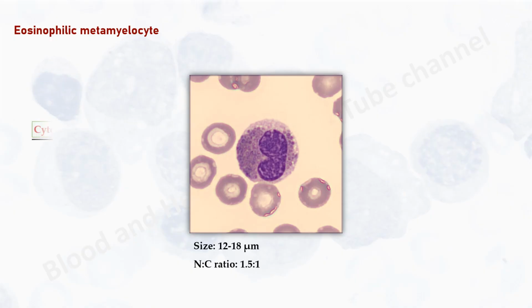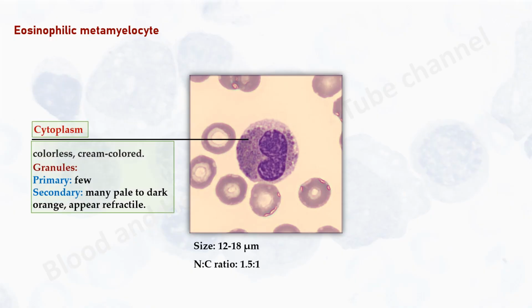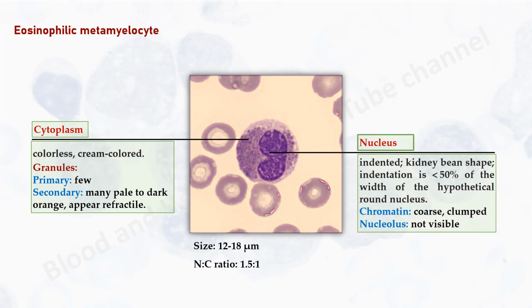Eosinophilic metamyelocyte has a colorless to cream-colored cytoplasm, with few primary granules and many secondary granules. The nucleus is indented and kidney bean shape. Indentation is less than 50% of the width of the hypothetical round nucleus. The nuclear chromatin is coarse and clumped, and nucleoli are not visible.